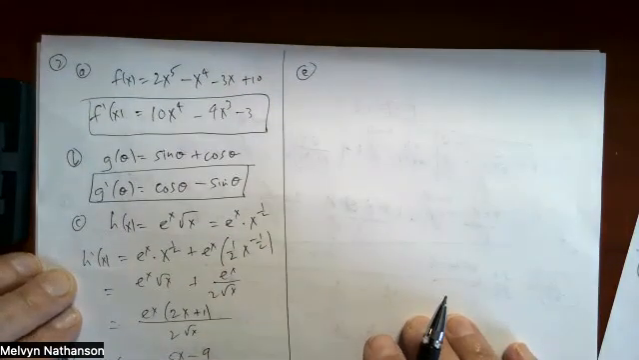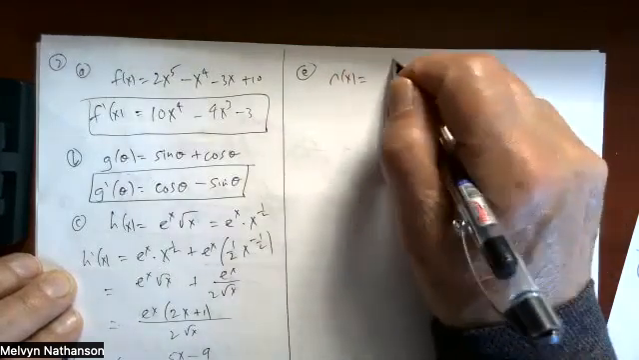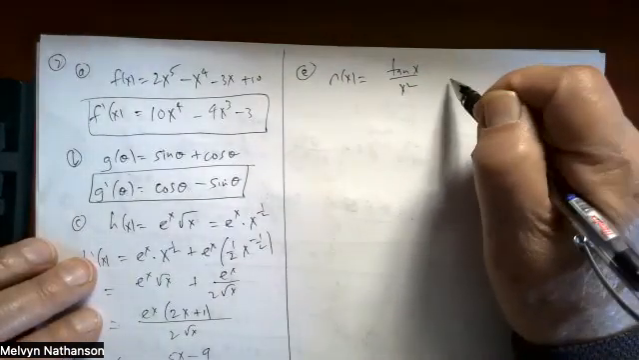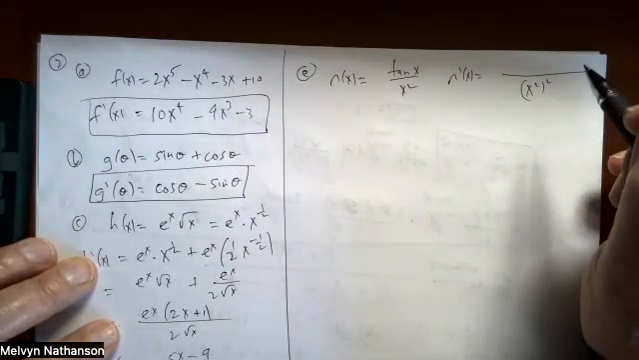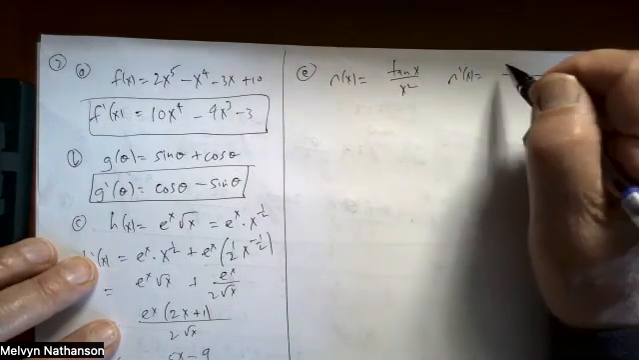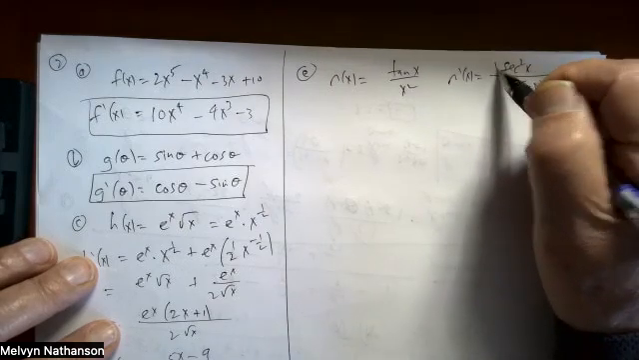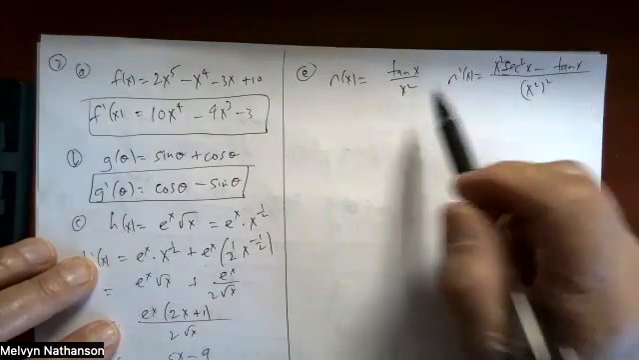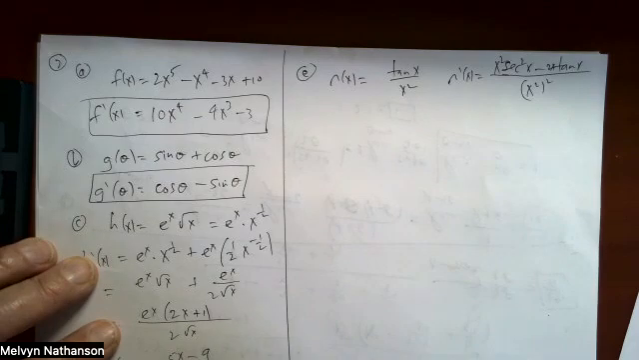Part E is again a quotient. We have the function r of x equals tangent x over x squared. So r prime of x, you square the denominator, x squared squared, and in the numerator, you get the derivative of the numerator. The derivative of the tangent is secant squared x times the denominator, minus the numerator times the derivative of the denominator, which is 2x. So that's what you get.